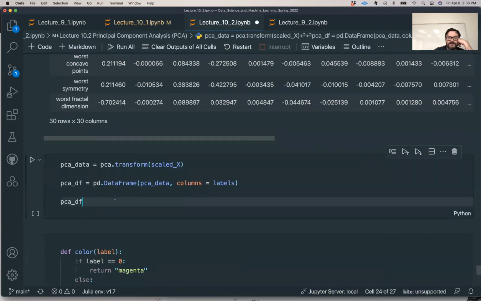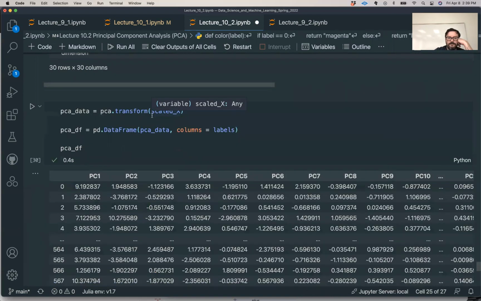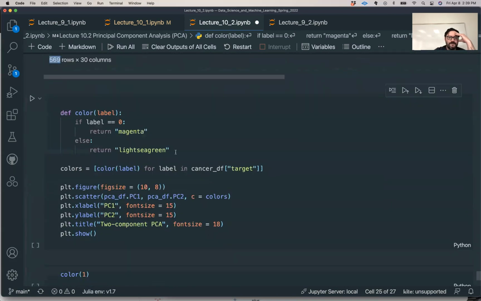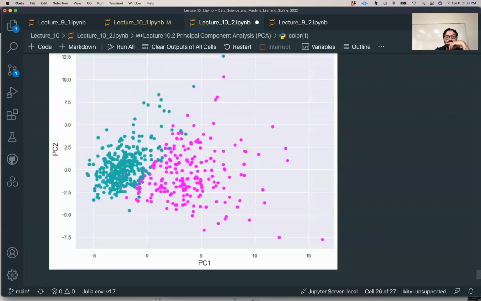So we can make a new data frame, PCA data, with the labels that we have. There. So this is how many rows were in the original data set. Those are each instances of patients, right? So now we can just look at the first two principal components. There it is.